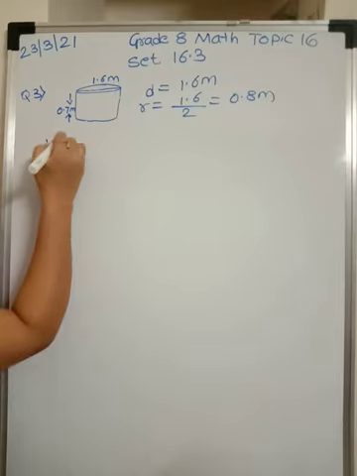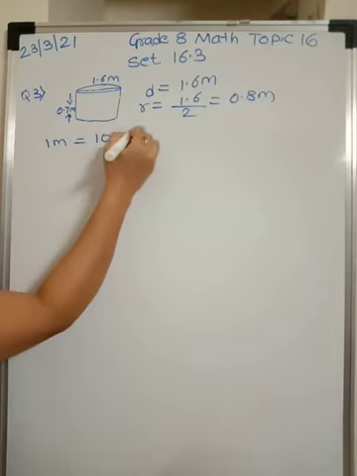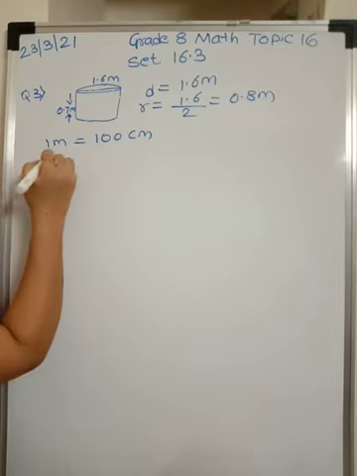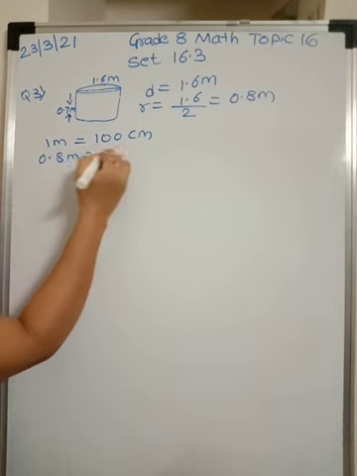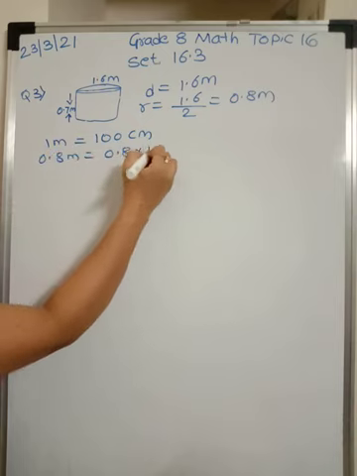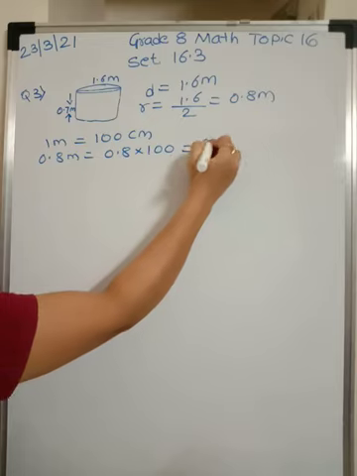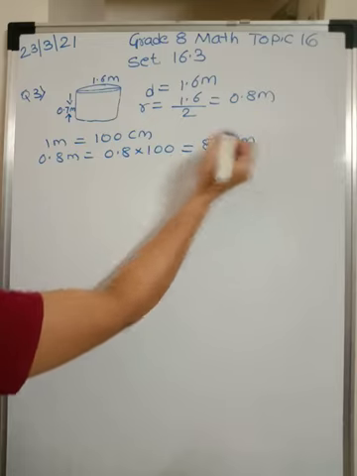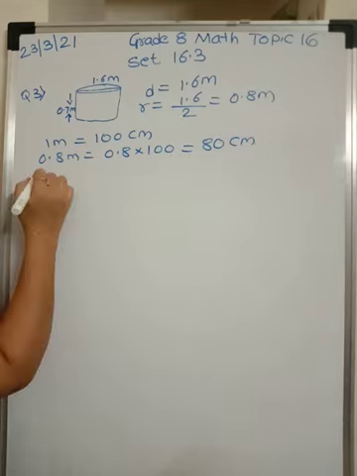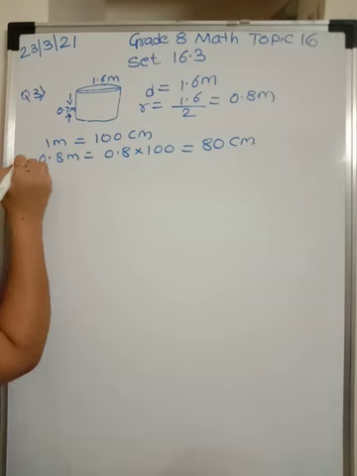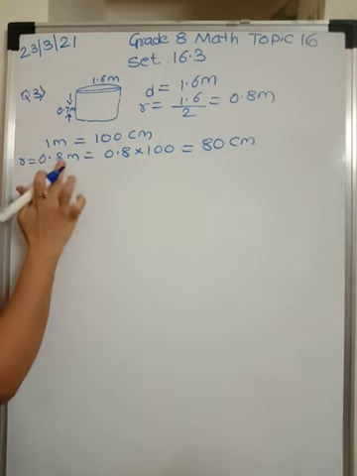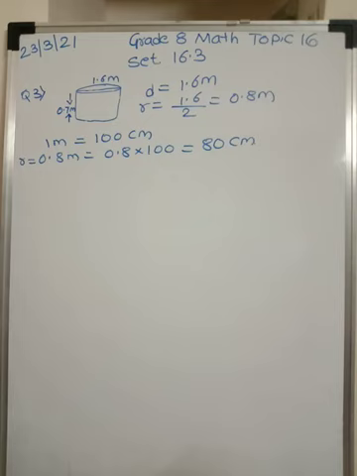We know 1 meter is equal to 100 centimeters. So 0.8 meter would be 0.8 into 100. This comes out to be 80 centimeters. So this is your radius. So radius we got, radius is equal to 0.8 meter, which is equal to 80 centimeter.